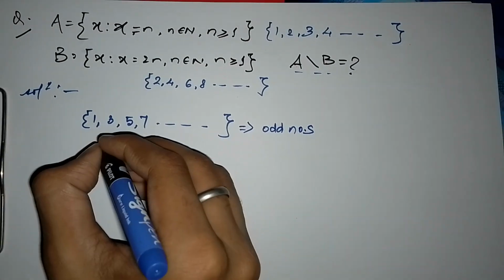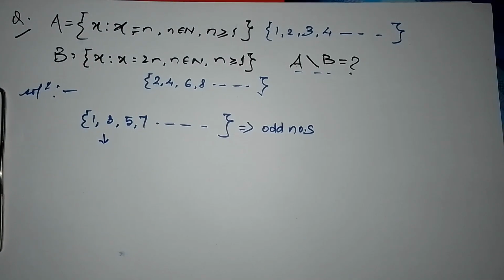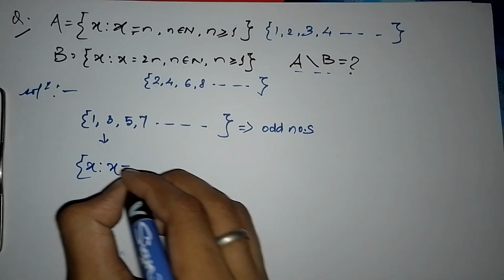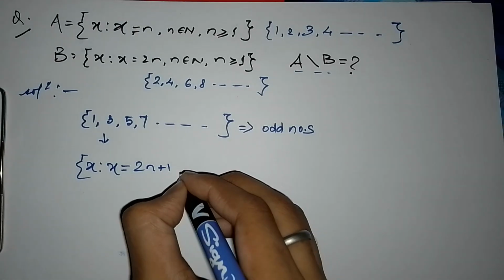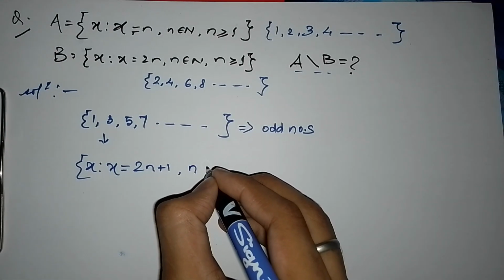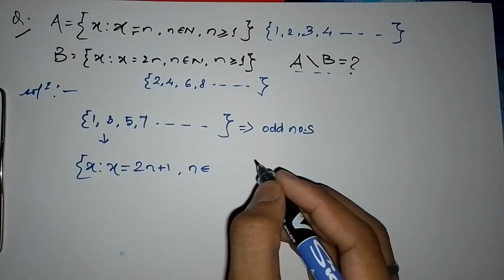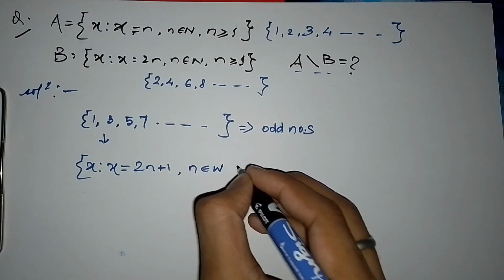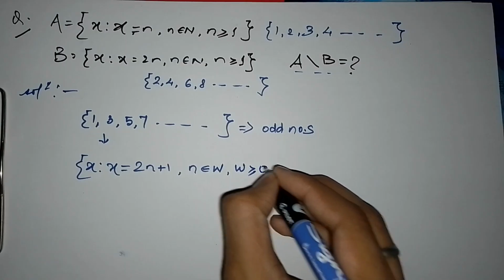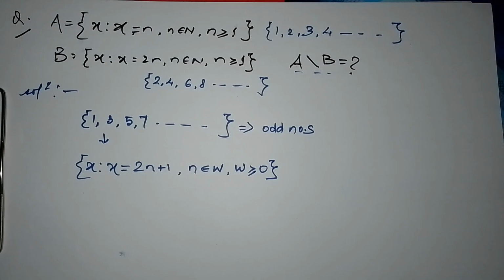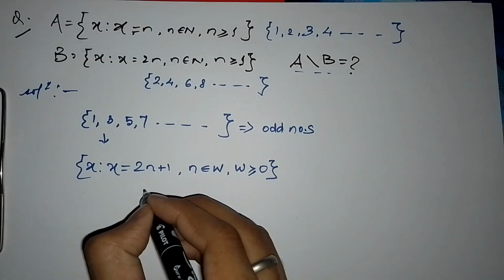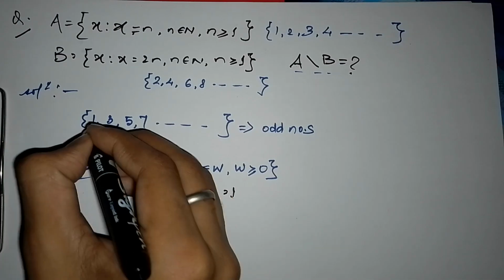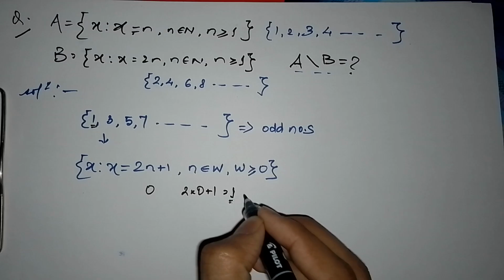So how does this work? If we have to write the set of odd numbers in set builder form, what do we do? Firstly, we write x such that x equals 2n plus 1, where n belongs to W. Pause the video and think for a while. Now here n would belong to W. Why W? We will see. Where W is greater than or equal to 0. Let's see why here we have taken W rather than N. Because if we take 0, then only we are going to get 2 into 0 plus 1, that is 1. So the first odd number, that is 1, we are going to get only when we take whole numbers.